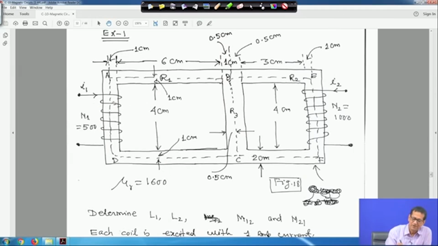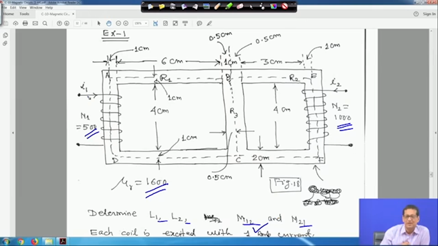The coil is on this part of this material, and the number of turns N1 is 500, and here also N2 is equal to 1000 turns, and you have to consider your mean path. The mu r for this material is given as 1600, and you have to find out L1, L2, M12 and M21. Each coil is excited with 1 ampere current.